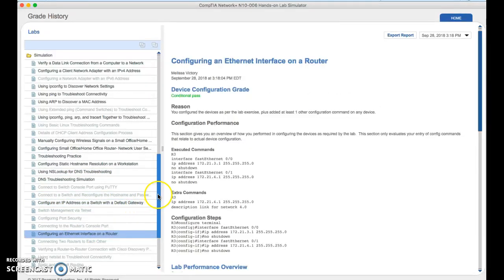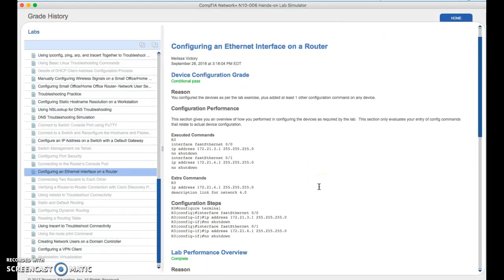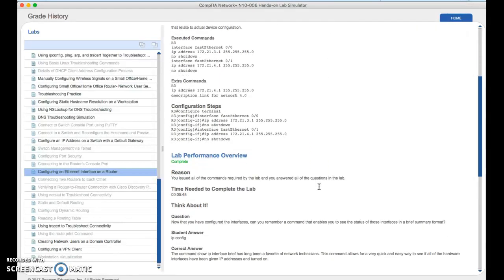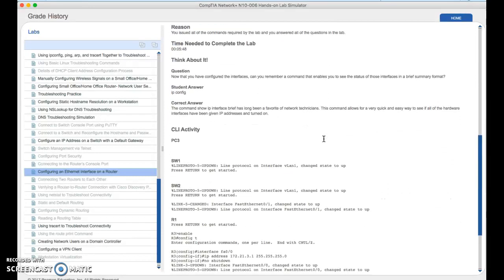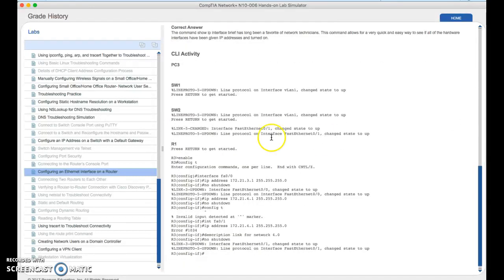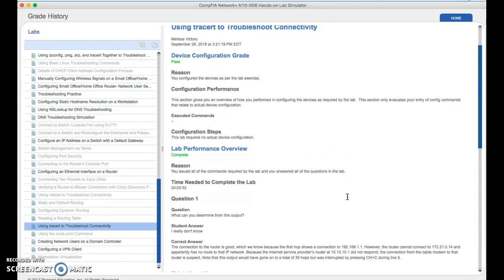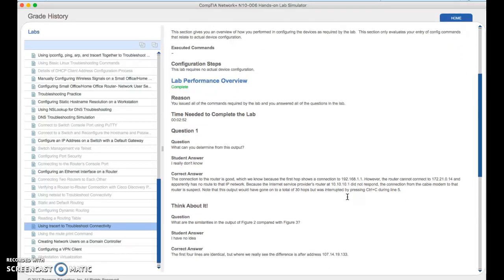Then I did configuring an Ethernet interface on a router. Same as before, I was easily able to configure everything and do the commands. You can see I had a few extra commands there. And I was able to answer the questions from the activity. Then I did using traceroute to troubleshoot connectivity. Again, this one went pretty quickly. I think I actually understood, but again, I didn't understand the answer.